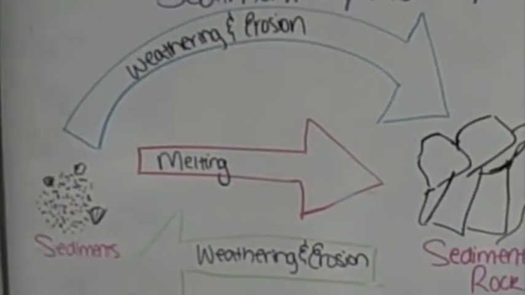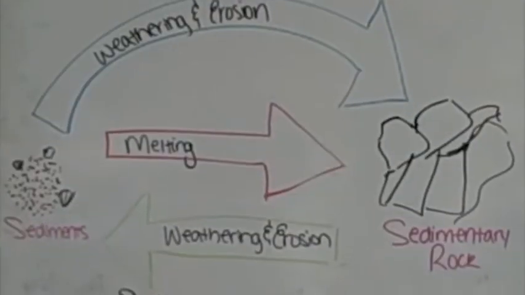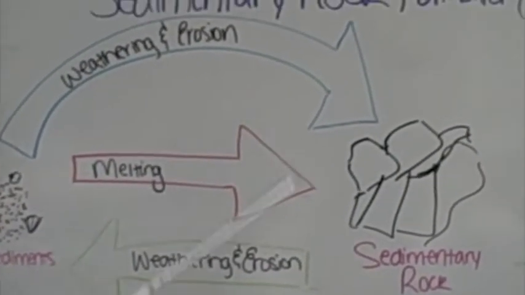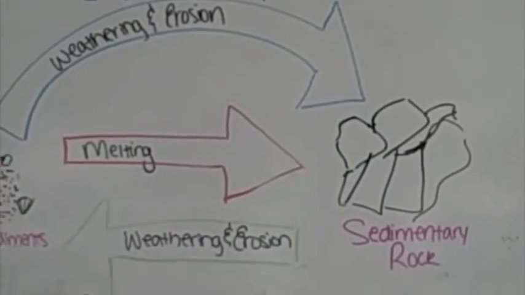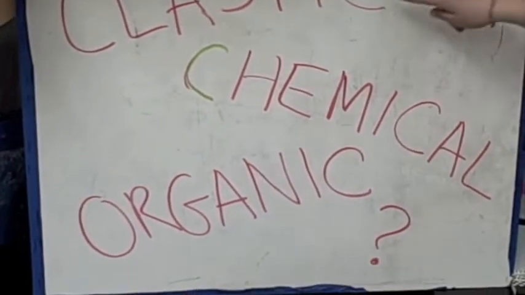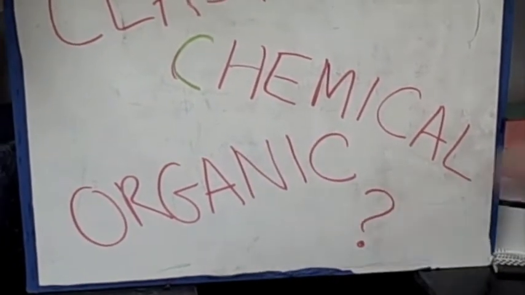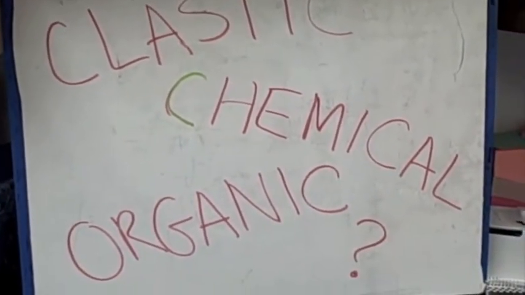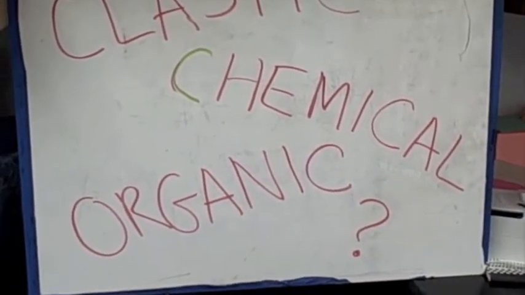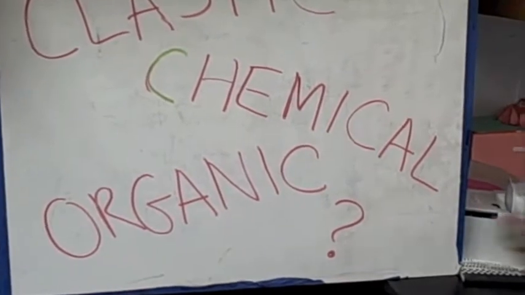Some of the ways that sedimentary rocks are formed are from weathering and erosion. Here's a model of how these rocks are formed. There are 3 types of sedimentary rocks: clastic, chemical, and organic. Clastic rocks are sedimentary rocks that are made of fragments of pre-existing rocks. This is an example of clastic rocks.